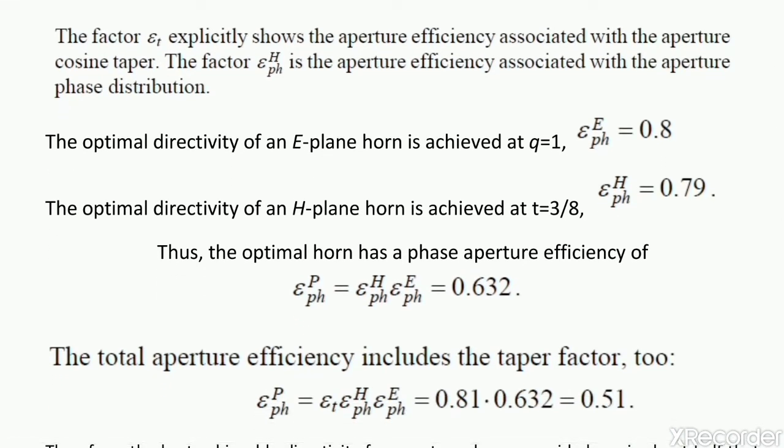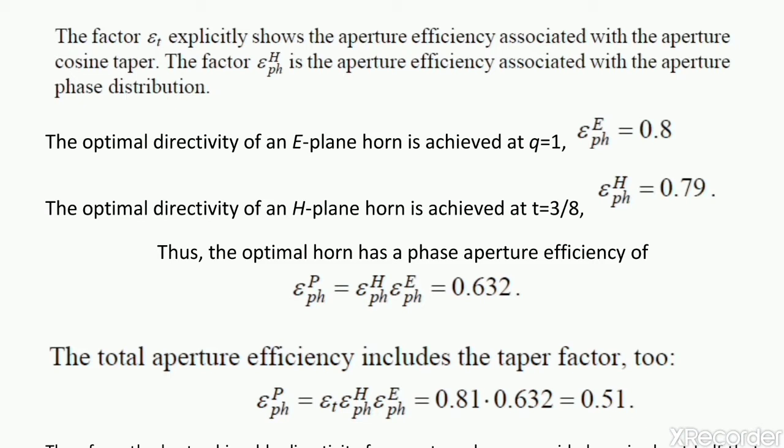Thus the optimal horn has the phase aperture efficiency. The total phase aperture efficiency is a multiplication of the aperture efficiency of the E plane and the H plane, which is given by 0.632. These are the standard values. Please remember these three values: the first is the aperture efficiency of the E plane horn, 0.8. The second is the aperture efficiency of the H plane horn, 0.79. And the combination of these two gives the phase aperture efficiency, epsilon ph equal to 0.632.